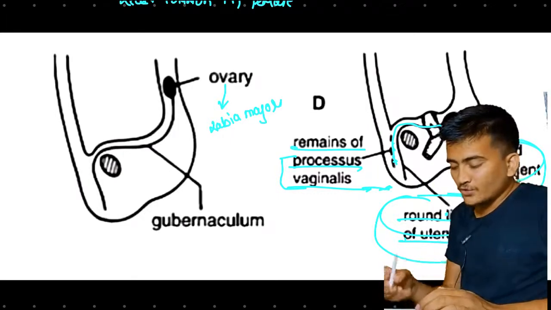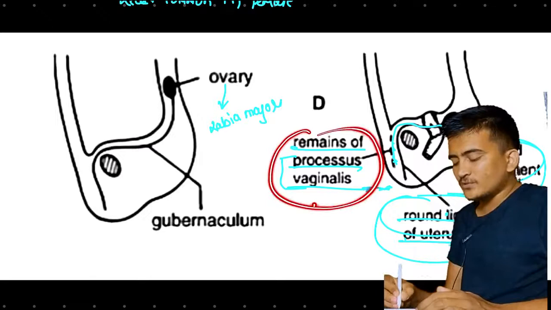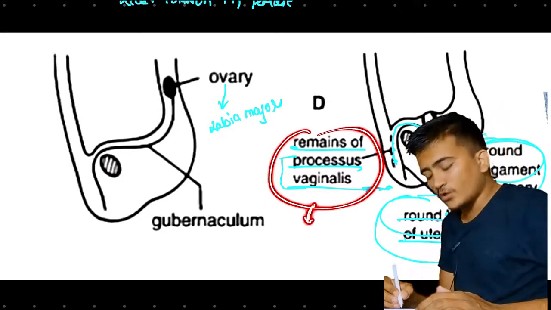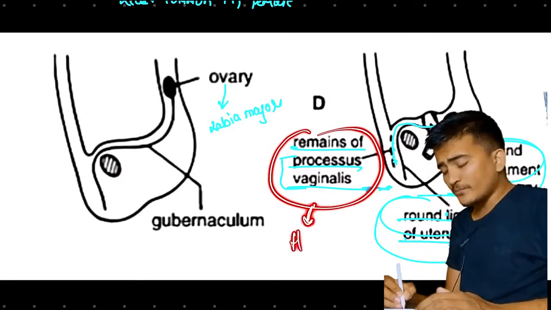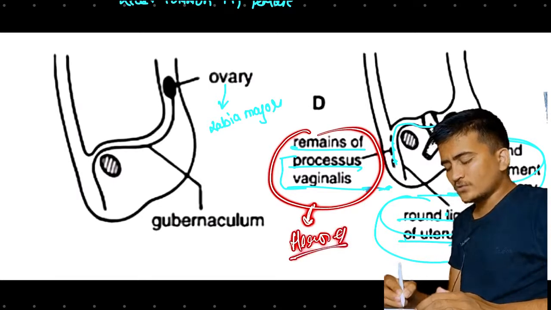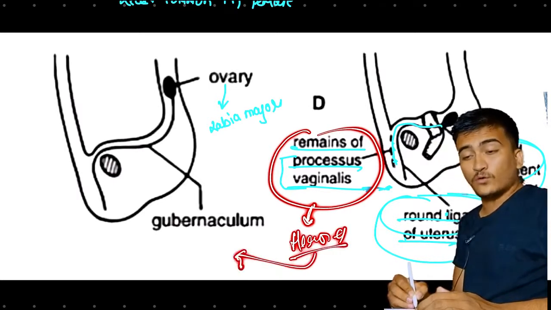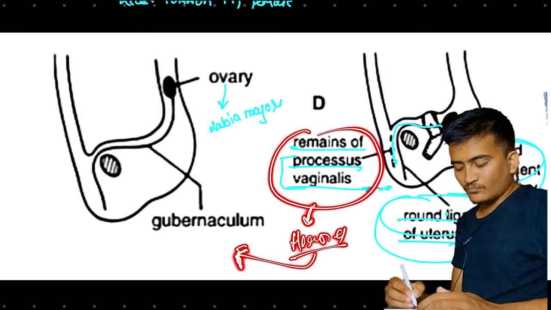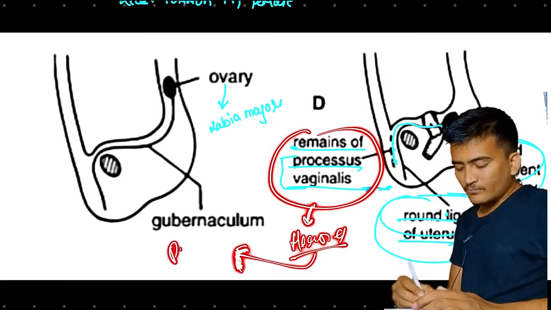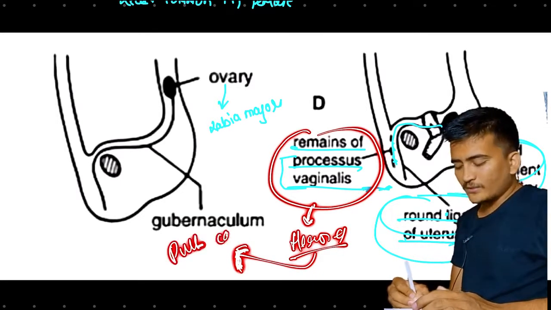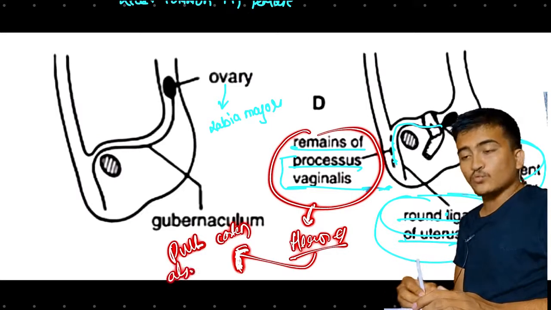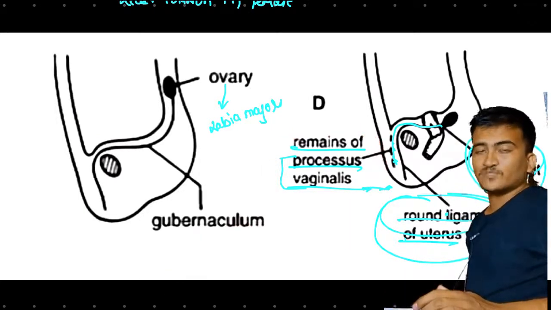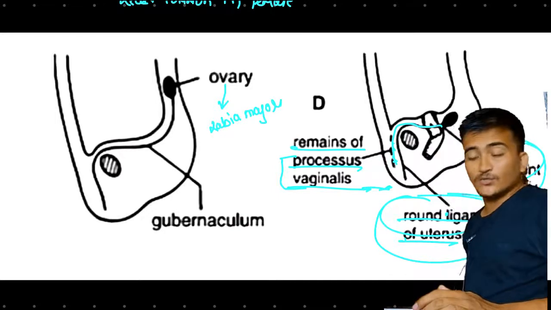Similarly, the same story is going on right here. If this remains, or if this is not obliterated, then what will happen? There will be hernias, right? And these hernias will pull the contents of the abdomen into the labia majora, right? And this is also an indirect inguinal hernia.